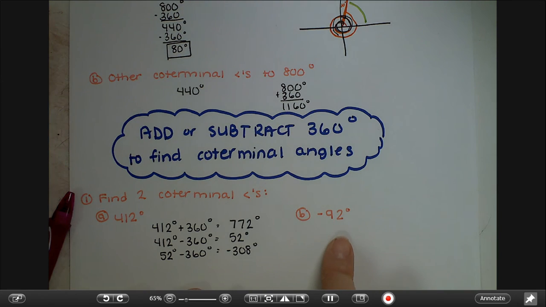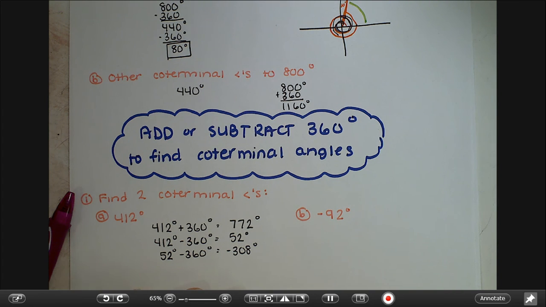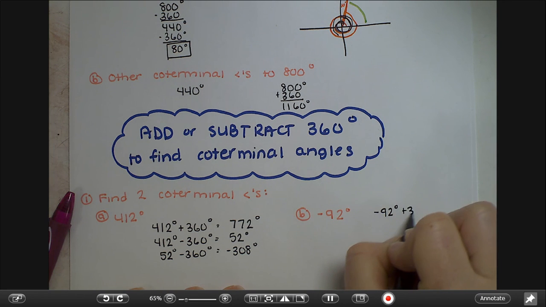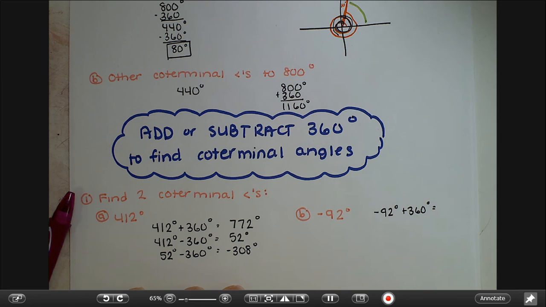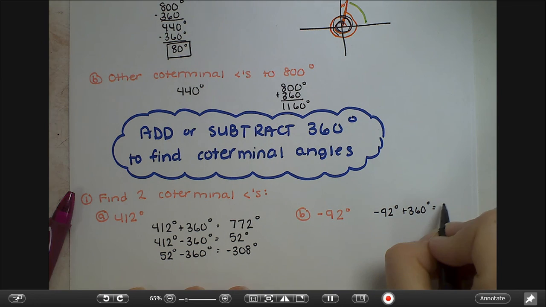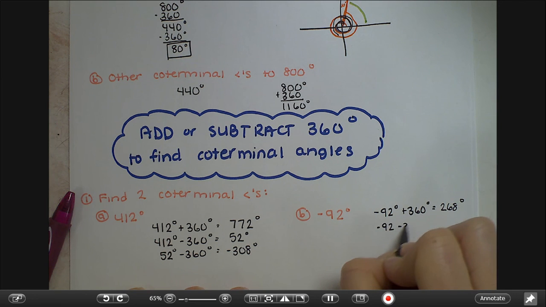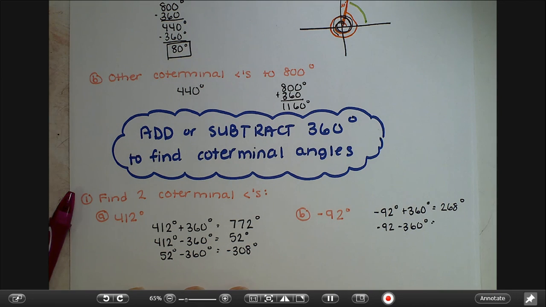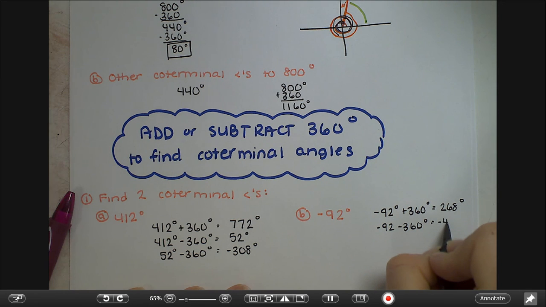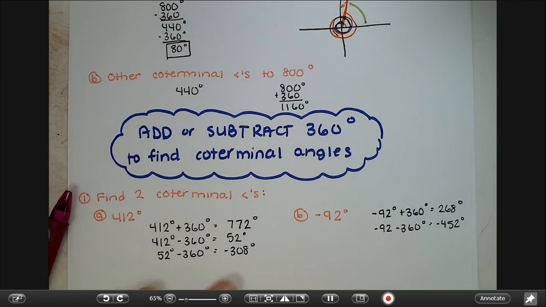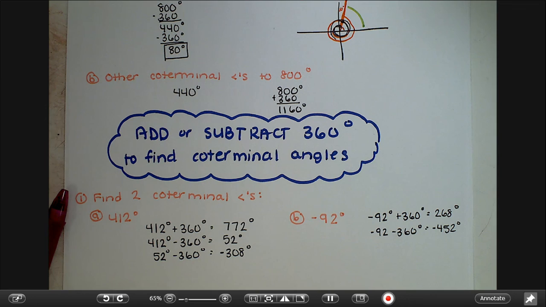All right, pause the video and find some coterminal angles for 92 and then come back. You should be checking some answers as I do them. And obviously there are more possibilities as we add and subtract 360 to those. All right, that's coterminal.